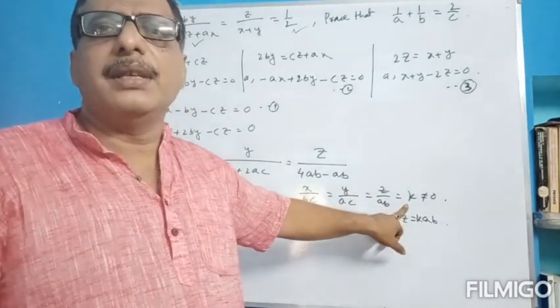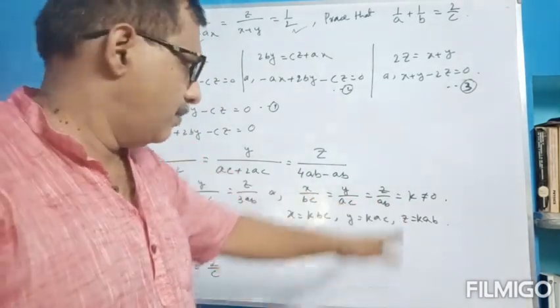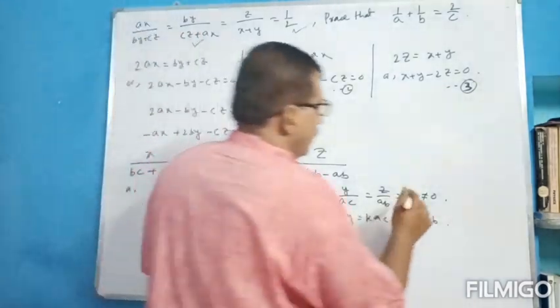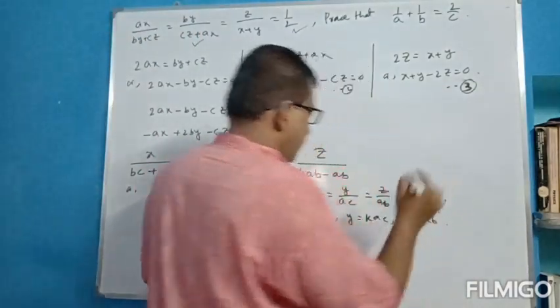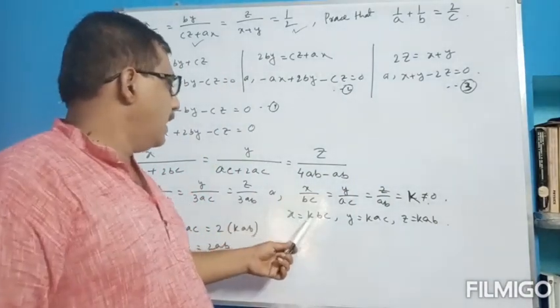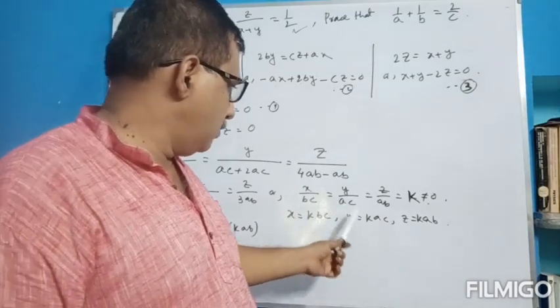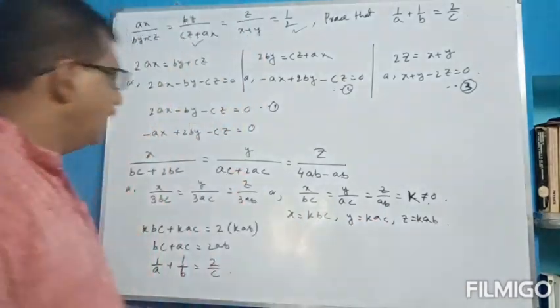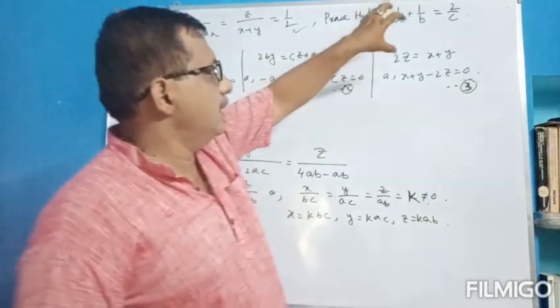Suppose this common term is equal to k here. Obviously k is a non-zero constant, k not equal to 0. So x is equal to k into bc, y is equal to k into ac, z is equal to k into ab. Now this remains intact.